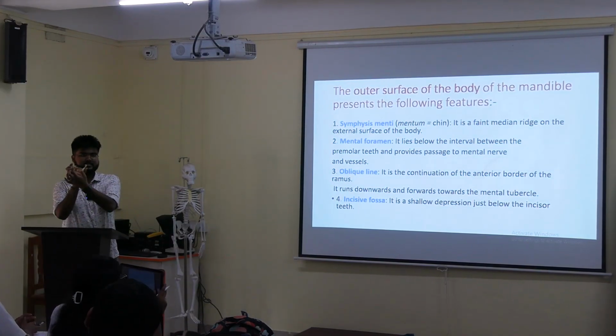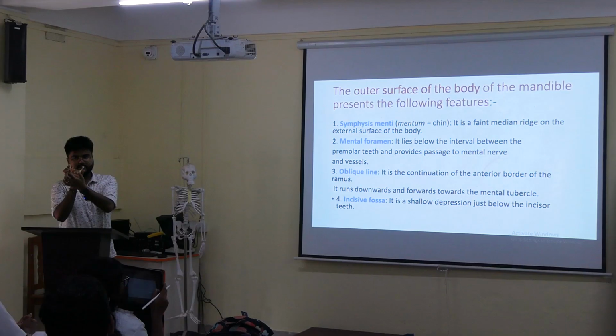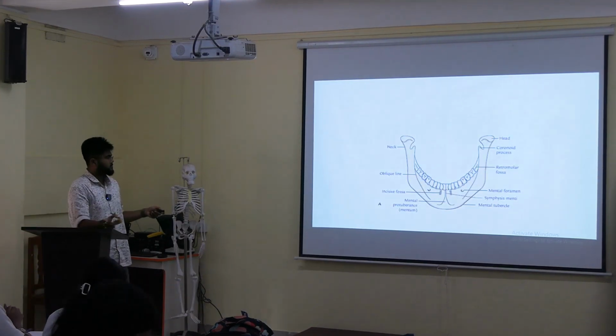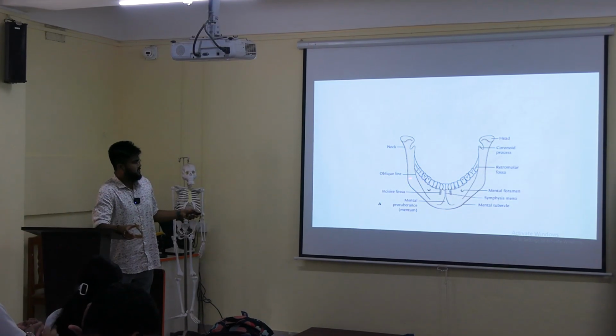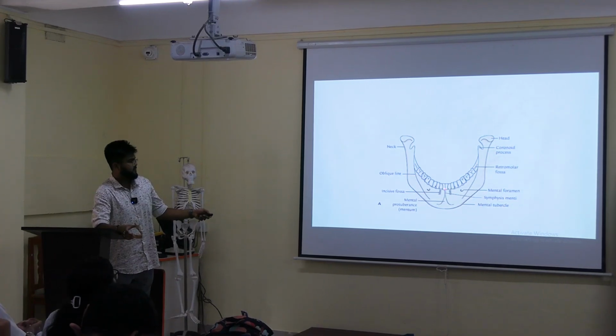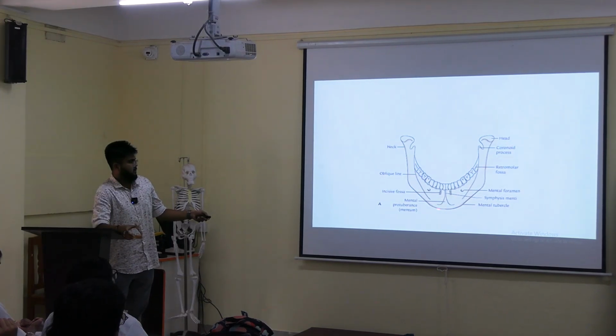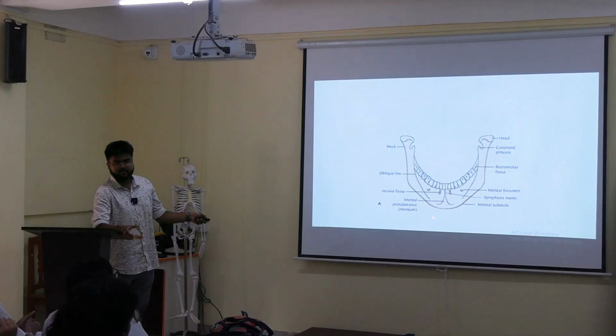This fossa is called the incisive fossa, below your incisor teeth. Next, this is the body. Here you can see the symphysis menti. This line is the symphysis menti, and here you can see one triangular protuberance. This is called the mental protuberance.